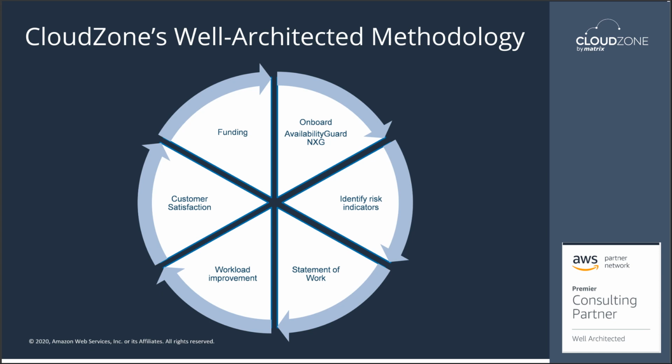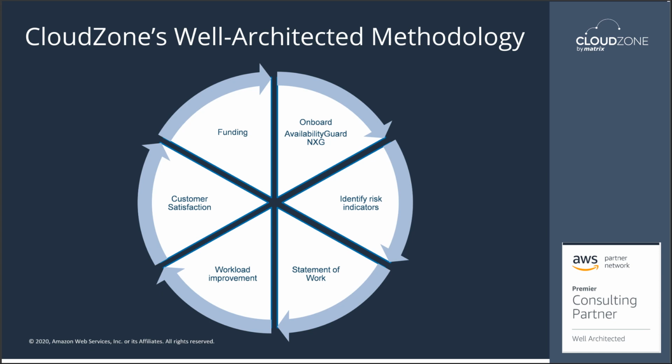And by being very transparent with the way that the methodology works, we're able to deliver a lot of value to our customers. What we do is start the process by onboarding our customers into Availability Guard, and then in a matter of minutes we're able to identify all the risk indicators, whether high, medium, or low, that we indicated via the AWS APIs.